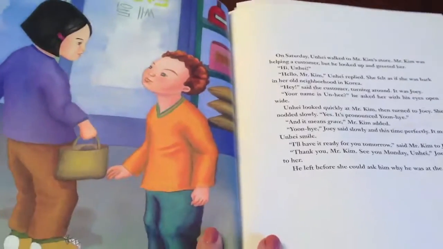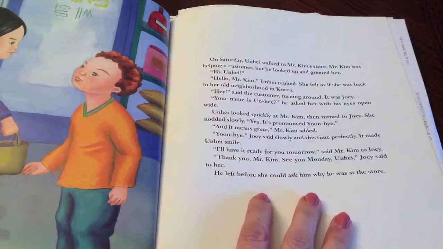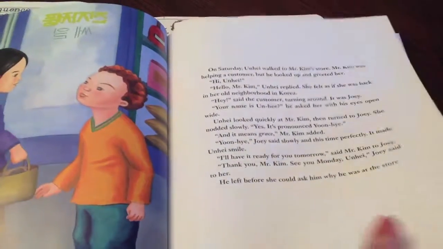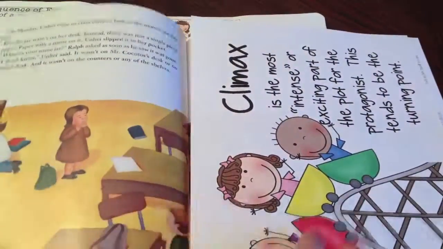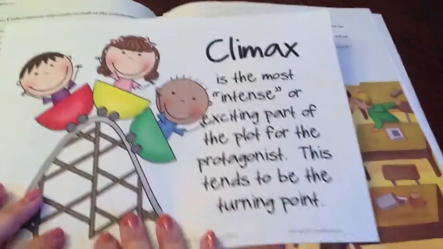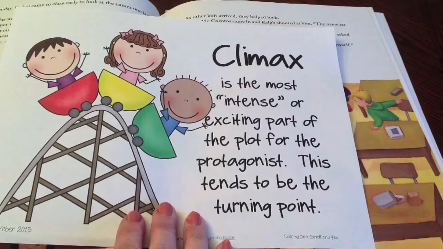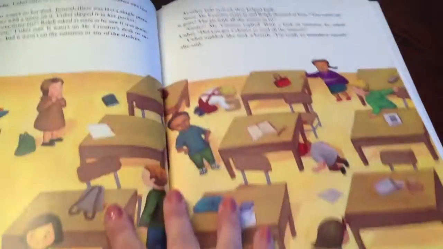And then next, Joey learns Eunhae's name in Mr. Kim's store. This creates a bit of a climax. We're now at the most intense or that exciting part of the story for the protagonist, and it tends to be a turning point.